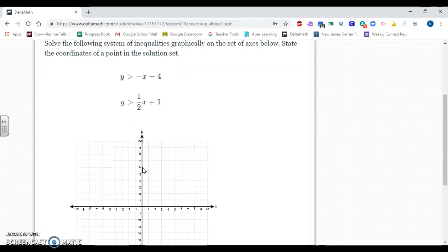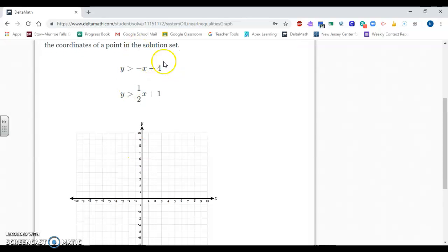So these ones, the systems, are nice. They're already going to be in slope-intercept form, so we're okay here. As I'm looking at the problem, I double check what I'm looking at here. I'm looking at 2 greater than symbols, that's it. So they're both going to be dotted lines.